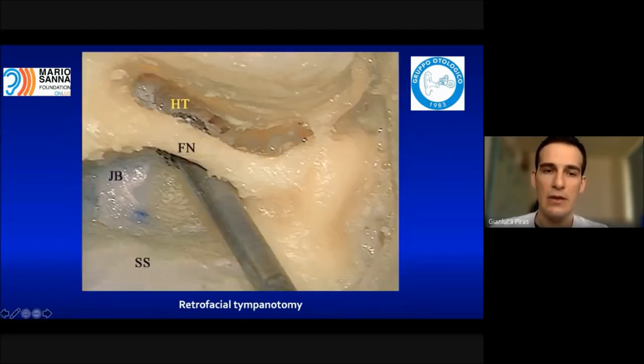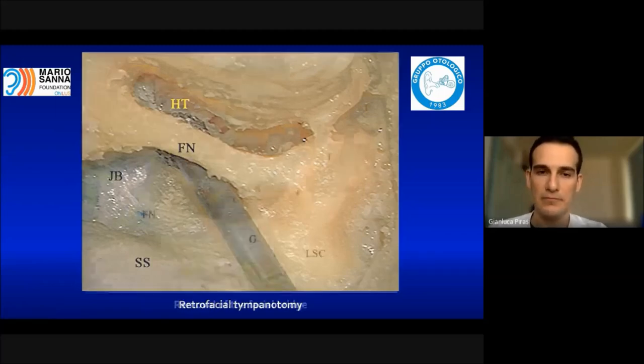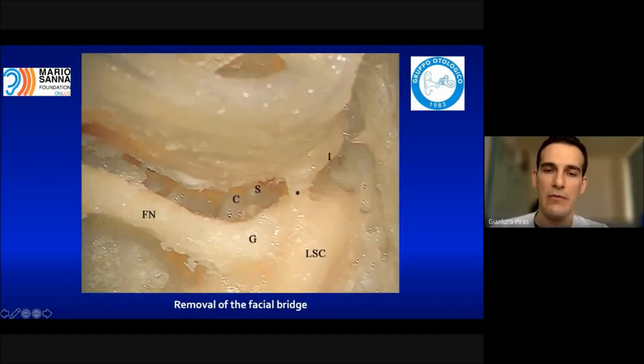Eventually, you can go even below the facial nerve. So you can do a retrofacial tympanotomy. So you can manage the jugular bulb, retrofacial and anterior to the facial nerve. There is a rule in otology, the jugular bulb lies two-thirds posterior and one-third anterior to the facial nerve. This rule is not always followed, but you know that usually the position of the jugular bulb to the facial nerve is this one.